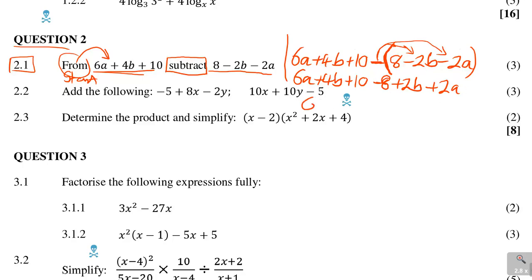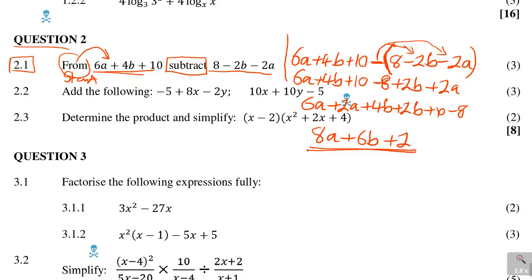So you collect like terms, you have got your 6a plus 2a, and then you have got your 4b plus 2b. This is collection of like terms, and then you have got plus 10 minus 8. When you simplify, 6 plus 2 is 8a, and then 4 plus 2 is 6b, and then 10 minus 8 is plus 2. This then becomes your final answer. That is how you could have solved that.